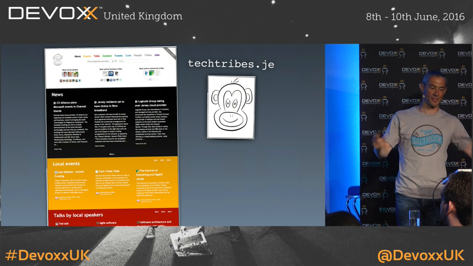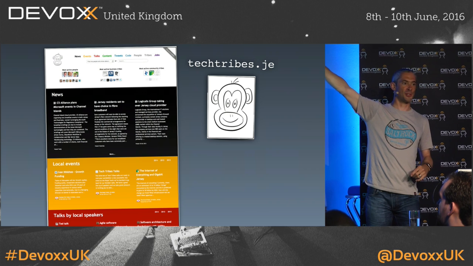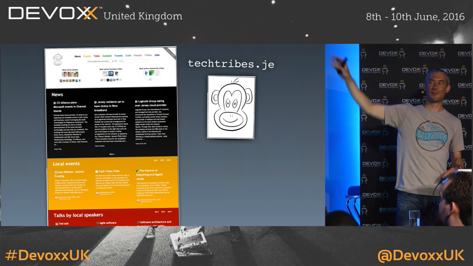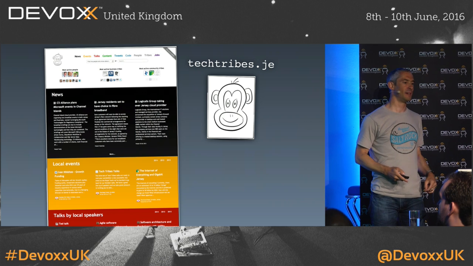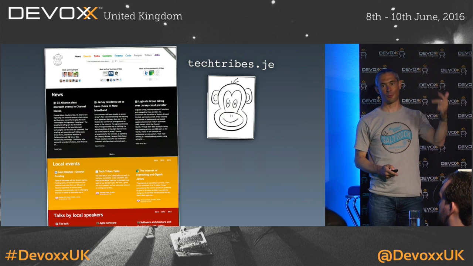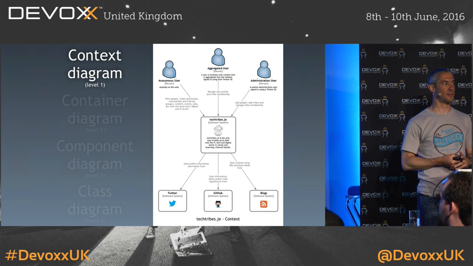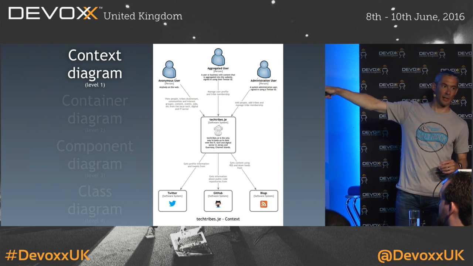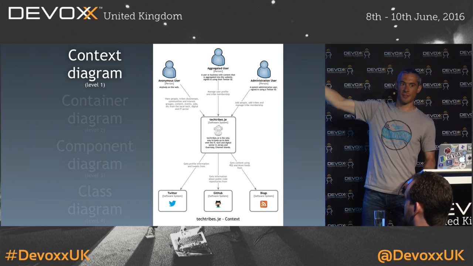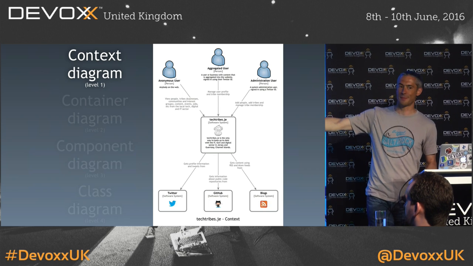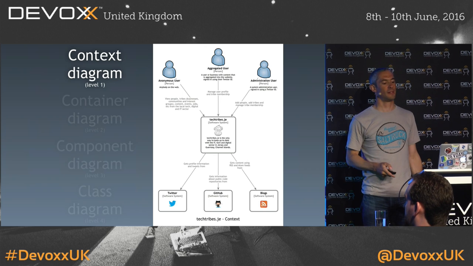Just a really quick example, just to put this in context. I wrote something called techtribes.je. You've probably seen this a million times if you've seen me speak before. It's a super basic content aggregator for the local tech industry. It lists local people, businesses, blog posts, and so on. This is a context diagram for the tech tribes system. So this thing in the middle with the monkey, that's my system. It has these different types of users at the top, and it integrates with these systems at the bottom. So this is the context of tech tribes and how it works.